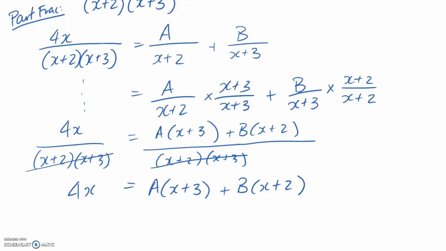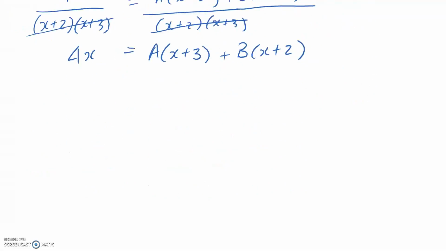Alright, so now we can go through and pick convenient values for our x's in order to get a and b to drop out. So the first one I'm going to pick is x is equal to negative 3. That's because when I sub it in this bracket, negative 3 plus 3 goes to 0. So it's going to mean that 0 times a disappears from the equation and b should fall out.